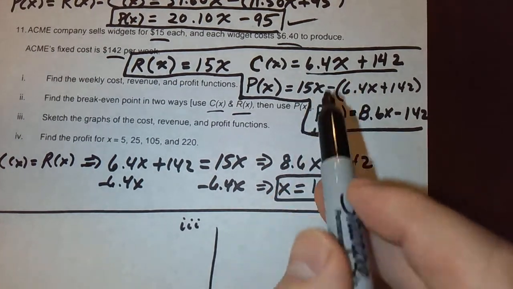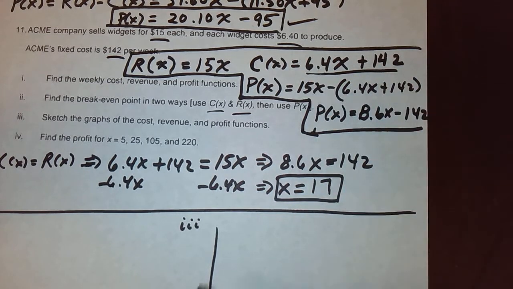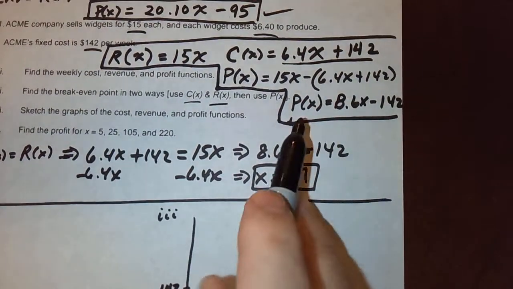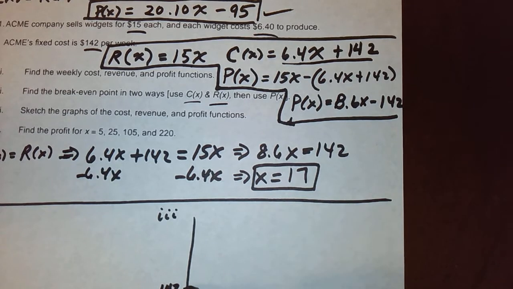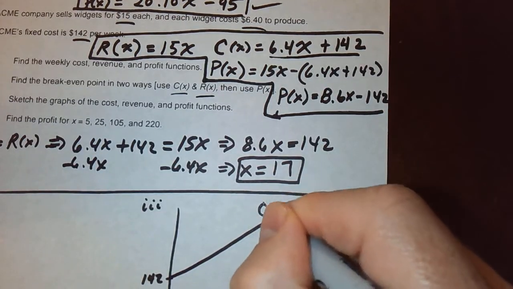Here's the cost function. Well, this is just a linear function that has a y-intercept of 142, which I've drawn here, and a slope of 6.4. I'm just going to draw it like this. We'll say that's the cost function.